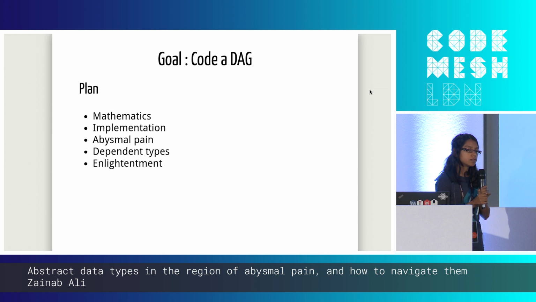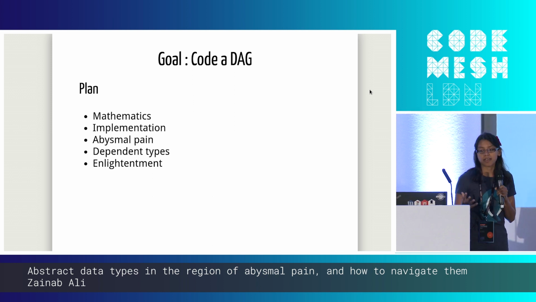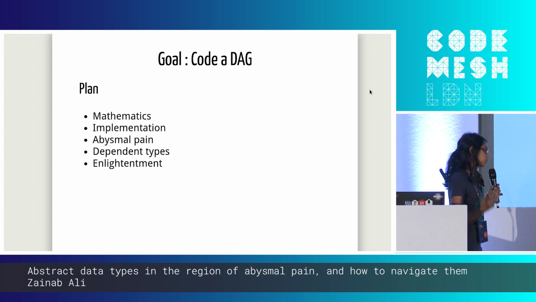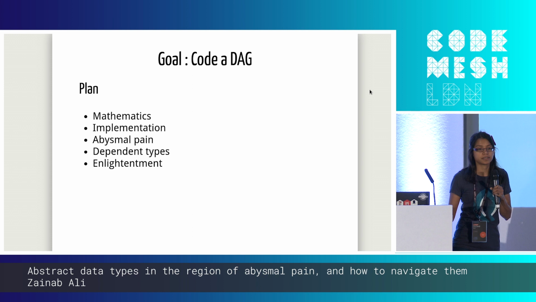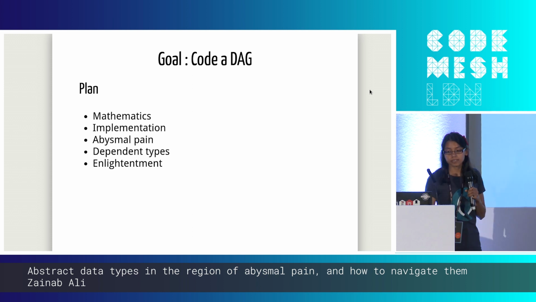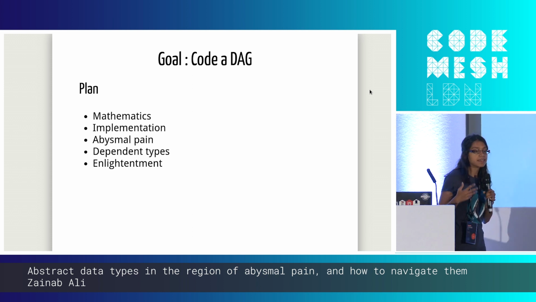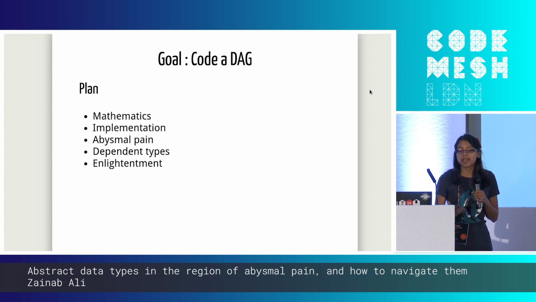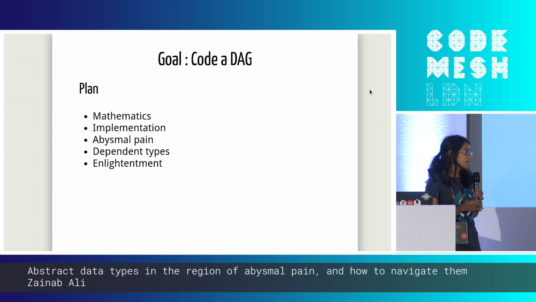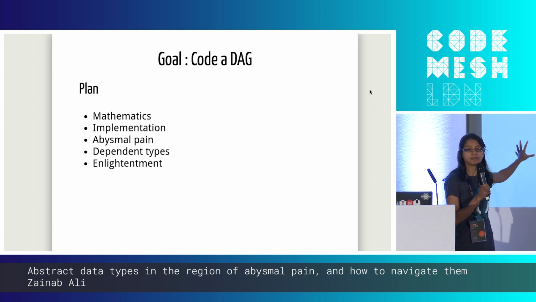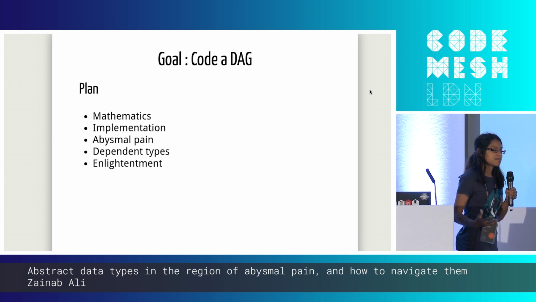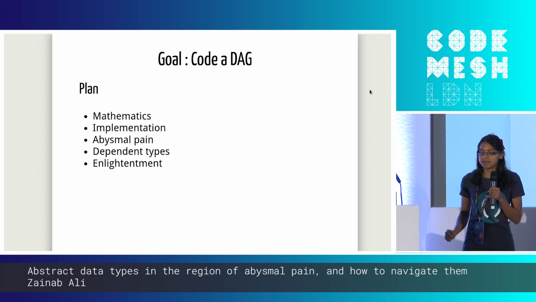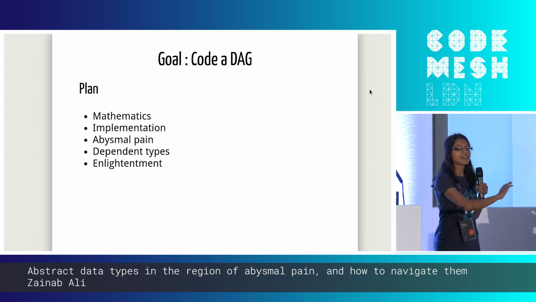So our goal for today is to code a directed acyclic graph. And the way that we're going to do that is, first of all, establish a mathematical foundation for what a directed acyclic graph is. We're going to take that mathematical foundation and try and implement it. We will encounter the region of abysmal pain. And hopefully we'll escape that region with dependent types. And at the end, we'll be enlightened.